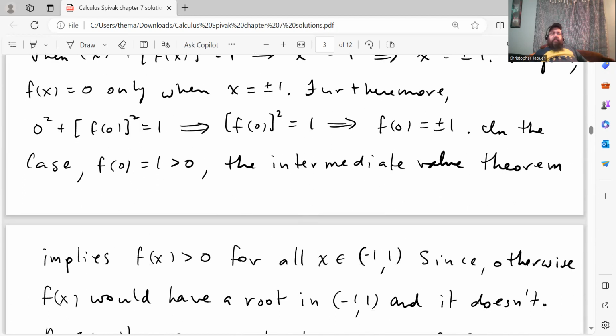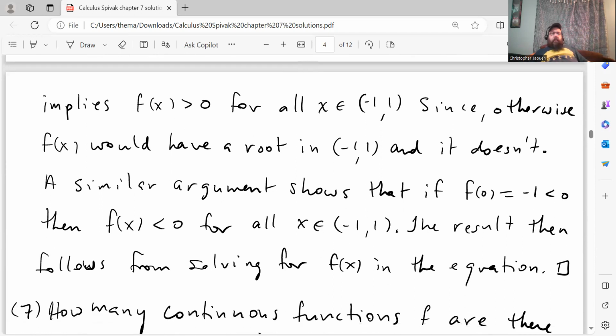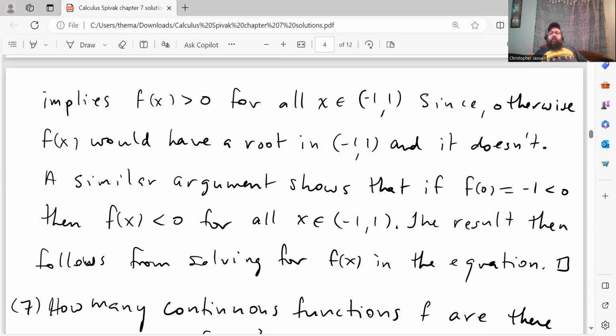The intermediate value theorem implies that f of x is greater than 0 for all x in the open interval from -1 to 1, since otherwise f of x would have a root in the interval from -1 to 1, and we know that it doesn't, because we just showed that. A similar argument shows that if f of 0 is -1, meaning negative, then f of x is less than 0 for all x in the open interval from -1 to 1. The result then follows from solving for f of x in the equation.